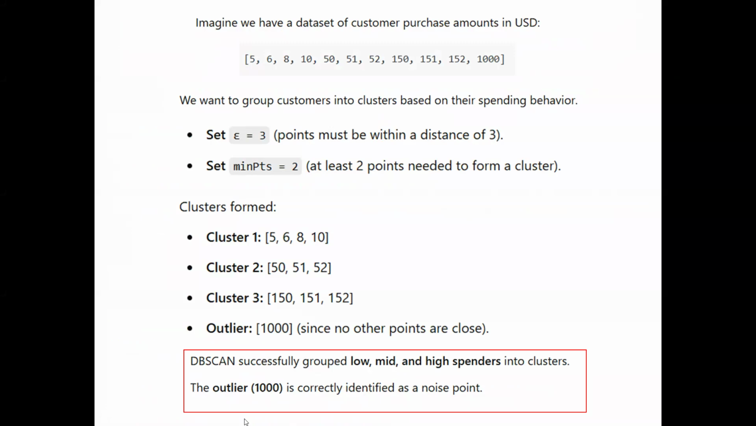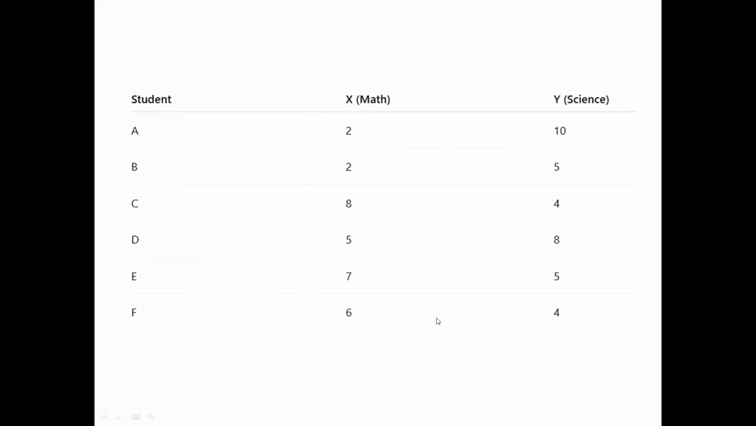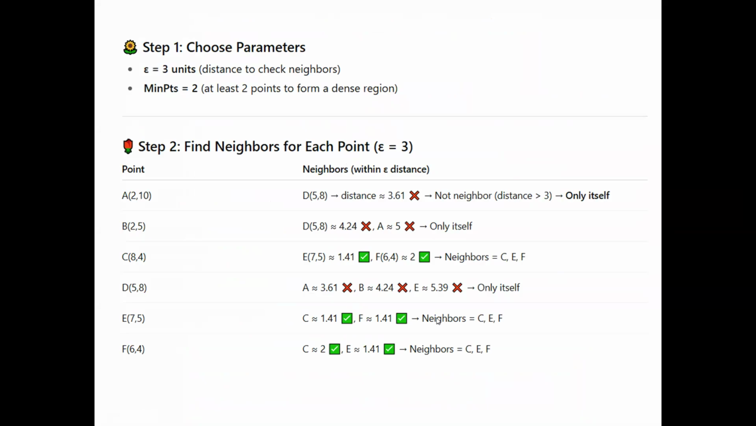For example, this is our data set. In this, we have decided, for example, epsilon is 3. It means a point should be within a distance of 3, and in every cluster there should be 2 points. So the cluster is formed like this. Just for demonstration, this is our data set. Epsilon is 3 and minimum points is 2.